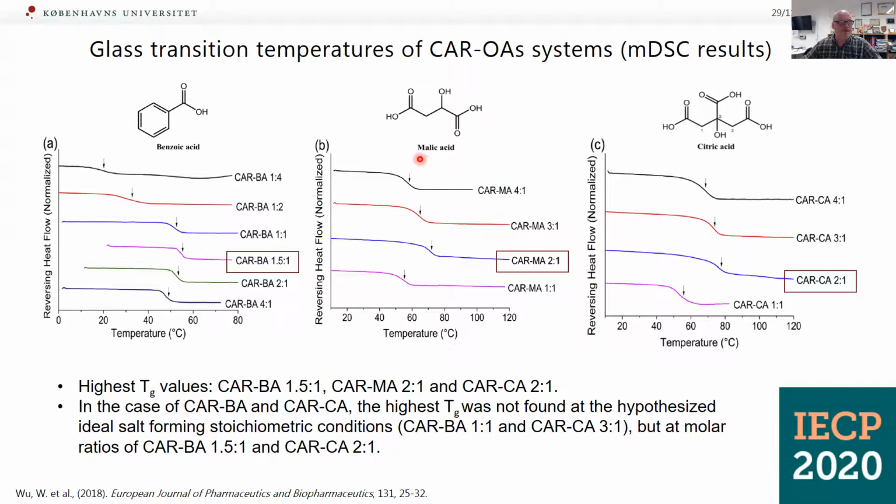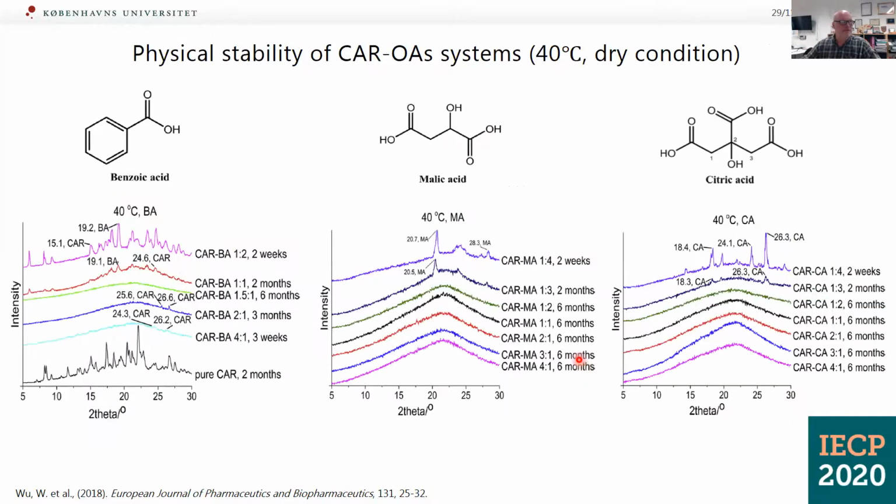On the other hand, for the malic acid, where we have two carboxylic acid groups, we get the highest Tg at the 2:1 ratio. And then again, at the citric acid, where we have three carboxylic acid groups, the highest glass transition temperature was again at the 2:1 ratio. So the highest Tg values were at ratios that, at least in case of benzoic acid and citric acid, were not expected. If we now take these samples and put them on stability, we do see that we get the highest stability at the ratio that also had the highest glass transition temperature.